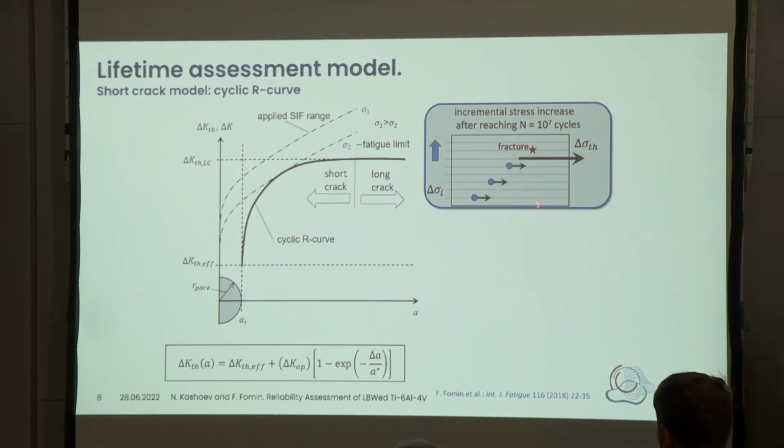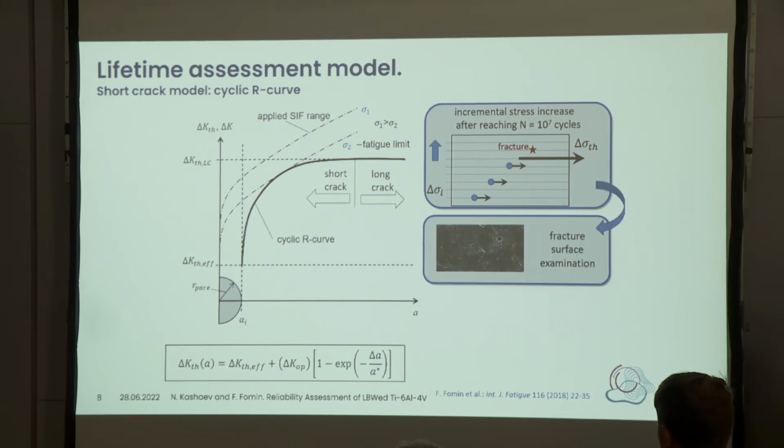If we do not have a failure, we increase the load, and if the specimen fails, then we calculate the stress level in between as an endurance limit, in principle the threshold for our cyclic stress. Here are our tested specimens. We can now analyze them using fracture investigation. This is a pore and the crack growing.